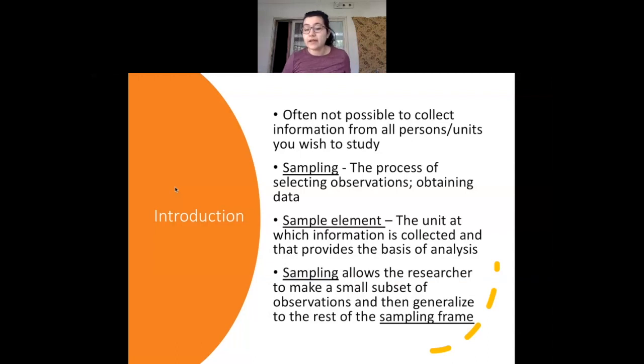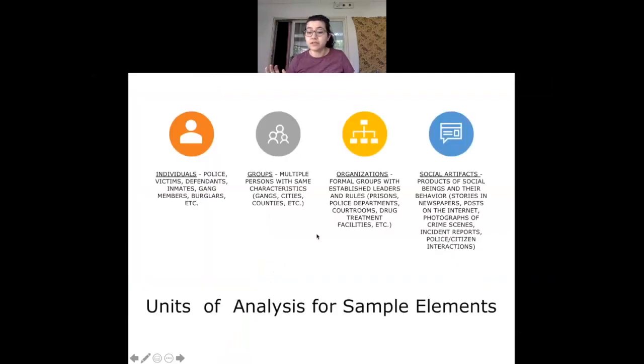So an example of a sample element that's not an individual unit of analysis would be like if we were analyzing crime prevention programs across the US, then we're looking at organizations that have specific goals. And we might not be able to survey all of them, but maybe we can survey most of them.